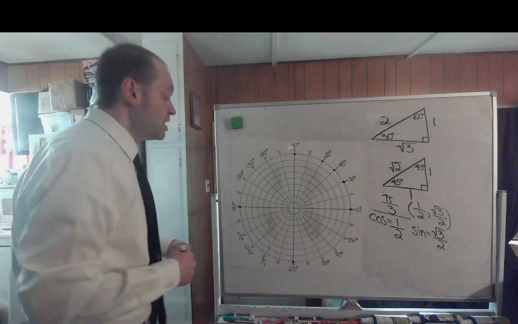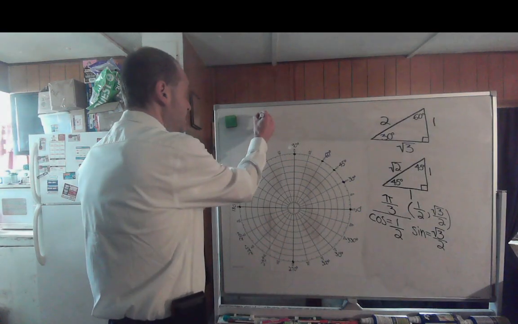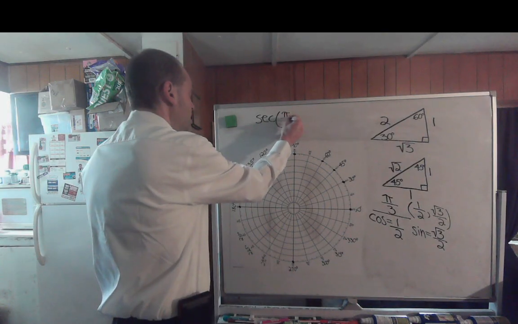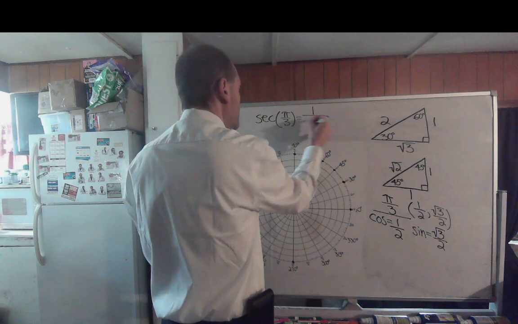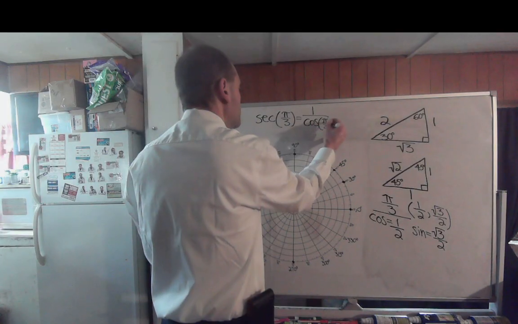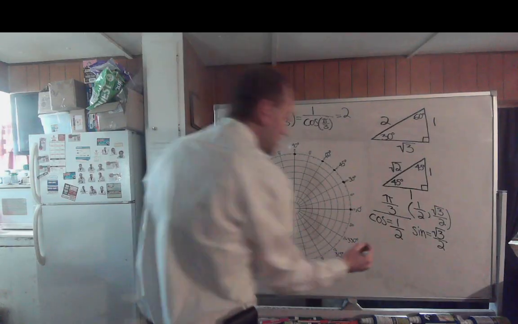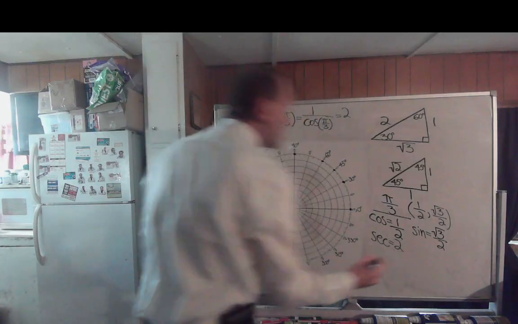Okay. From here, let's build the secant. The secant of pi over 3 is the same as 1 divided by the cosine of pi over 3. Well, what's 1 divided by 1/2? That's just 2, right? So that means the secant is just going to be equal to 2.